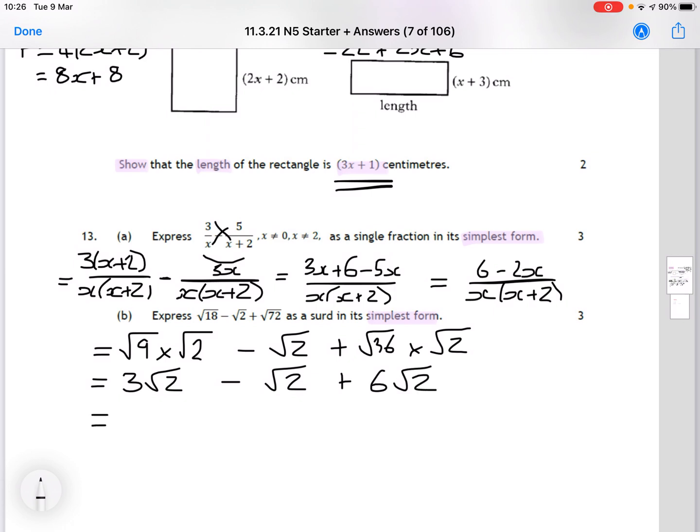Now that these are all root 2's, we can add them all together. So 3 root 2 minus a root 2 would be 2 root 2, plus the 6 root 2 would give me 8 root 2, fully simplified down.